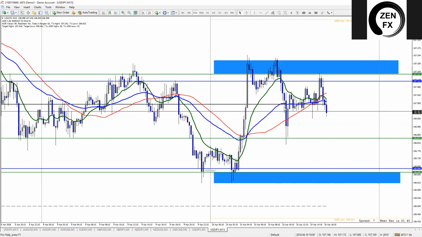Yeah, and Tony's correct. China did used to have a much higher impact on, I guess what would you call it, the Asian Pacific range, the Looney and the Kiwi, but not so much these days.